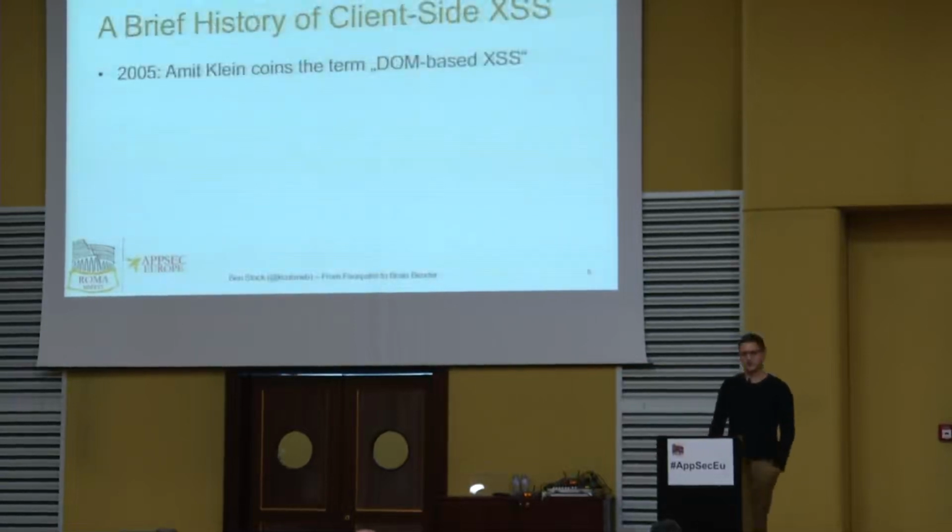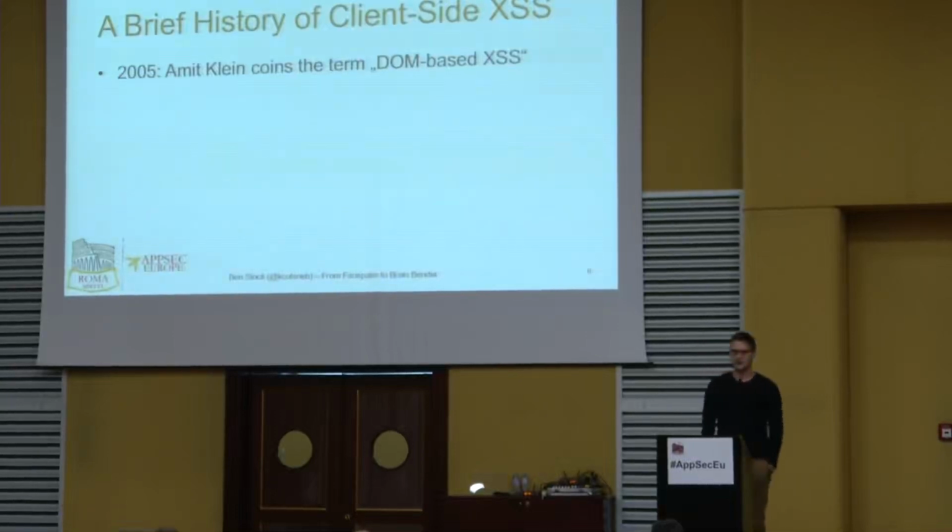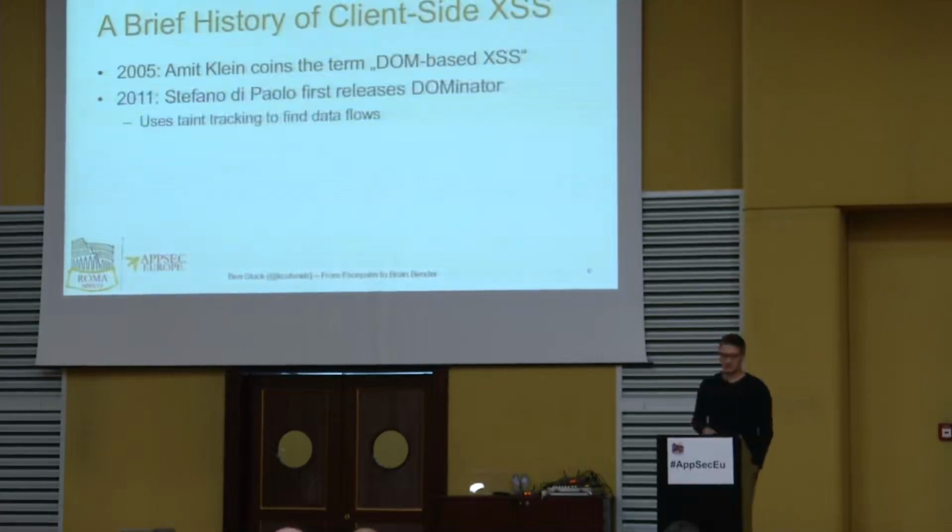A brief history. The term DOM-based cross-site scripting was first coined by Amit Klein in 2005. He called it DOM-based cross-site scripting or cross-site scripting of the third kind. This was because beforehand people only knew reflected and persisted cross-site scripting on the server side, and that's why he said it's like the third kind. Then in 2011, Stefano first released his tool Dominator, which uses taint tracking to find data flows.